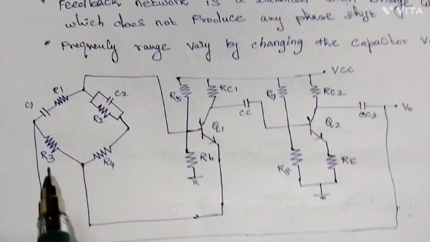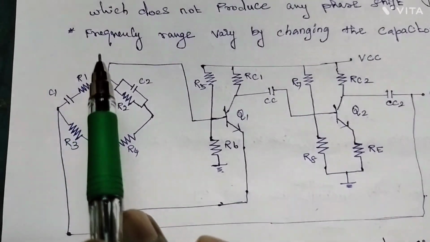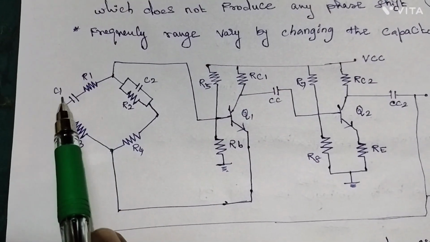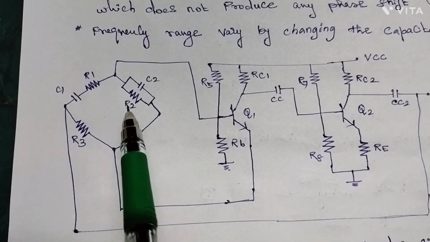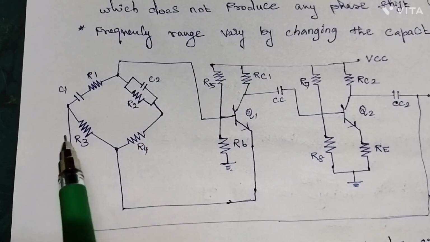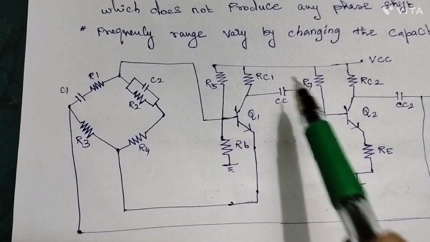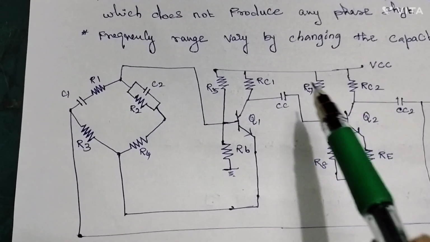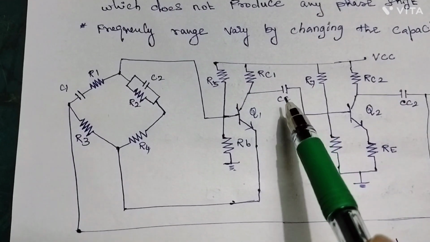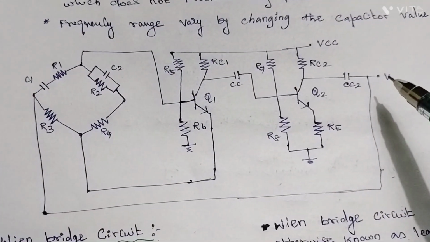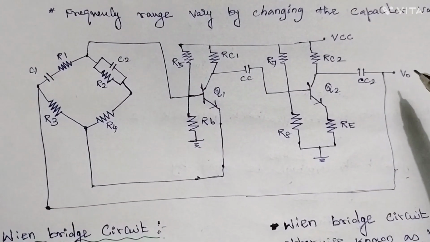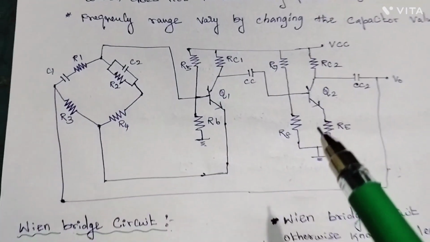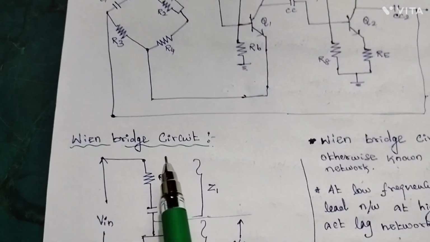So here we have a circuit diagram. This is the first term, second term, third, fourth. In this, R1 and C1 are in series, C2 and R2 are in parallel, and R3 and R4 are for the voltage dividing purpose. Here we have two stages of amplifier circuit which are coupled by the coupling capacitor Cc, and finally we get the output V0 here. This is the general circuit diagram, and then we have the Wien bridge circuit alone.